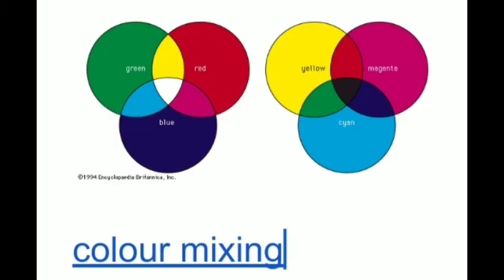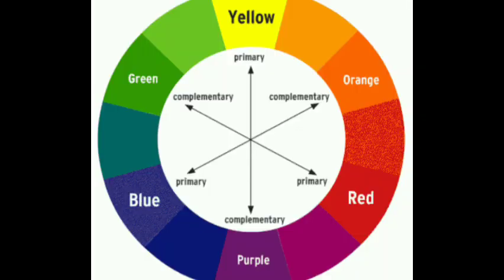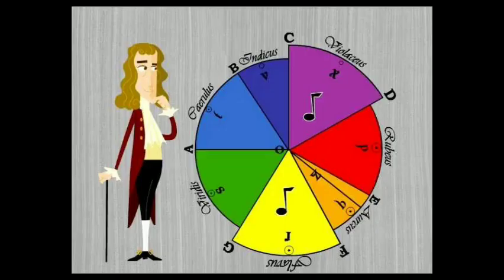Although he recognized that the spectrum was continuous, Newton used the 7 color names red, orange, yellow, green, blue, indigo, and violet for segments of the spectrum by analogy with the 7 notes of the musical scale.